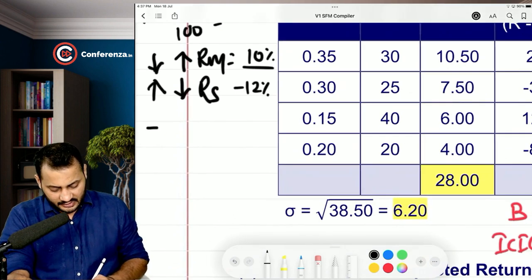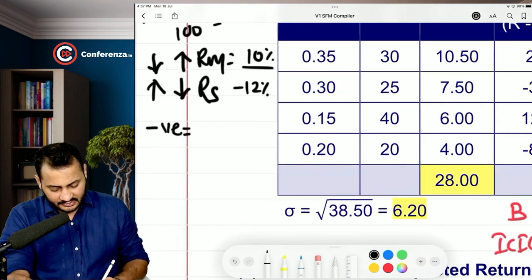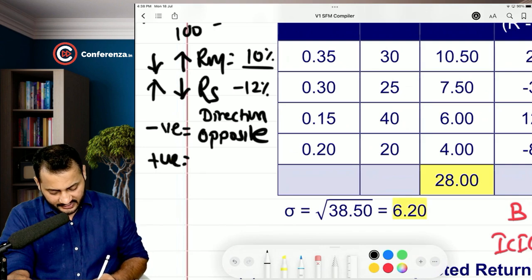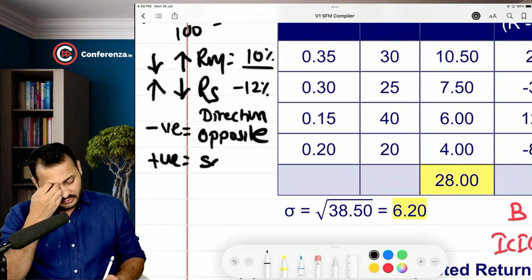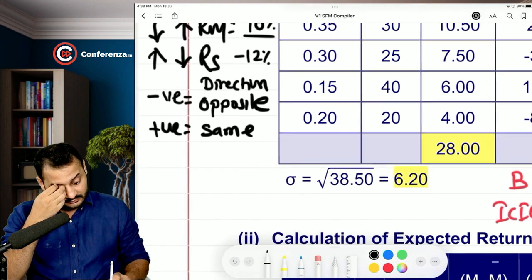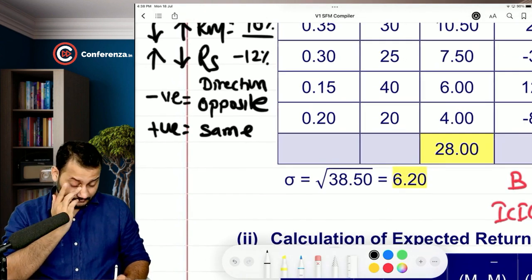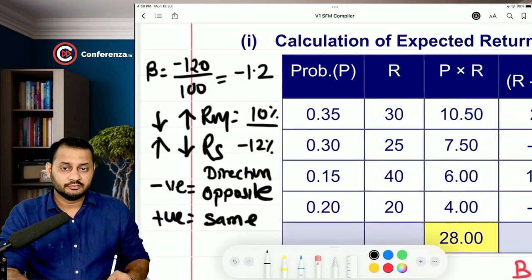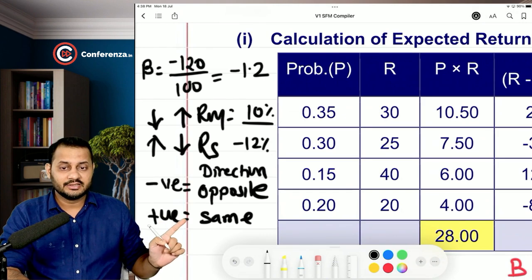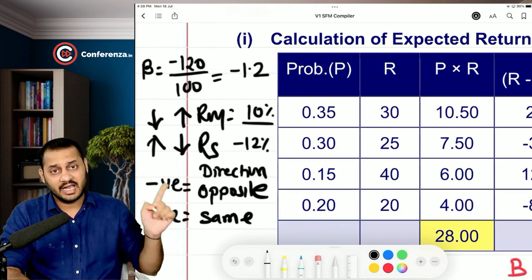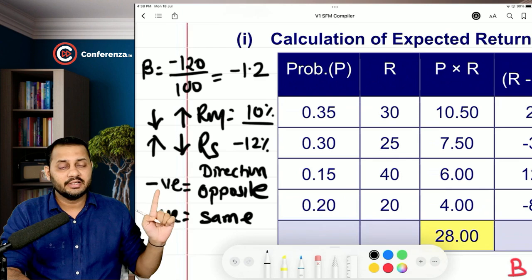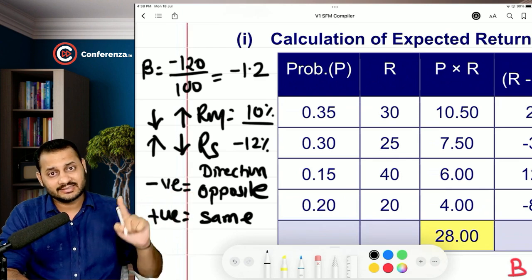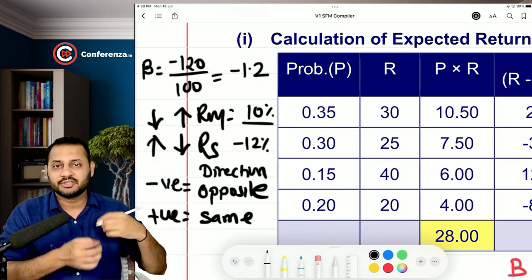That means a negative sign indicates the movement of the stock in the opposite direction. A positive sign indicates the movement of the stock in the same direction. Am I right? Positive sign indicates the movement of the stock in the same direction as that of the market. Negative sign indicates the movement in the opposite direction as that of the market. Beta is a measure of systematic risk.